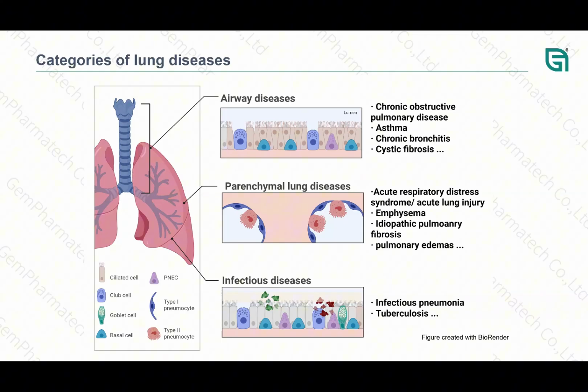The third part is the infectious respiratory diseases: the viral pneumonitis caused by influenza, respiratory syncytial virus or coronavirus infections, and bacterial pneumonia, which pose an acute threat to vulnerable populations.